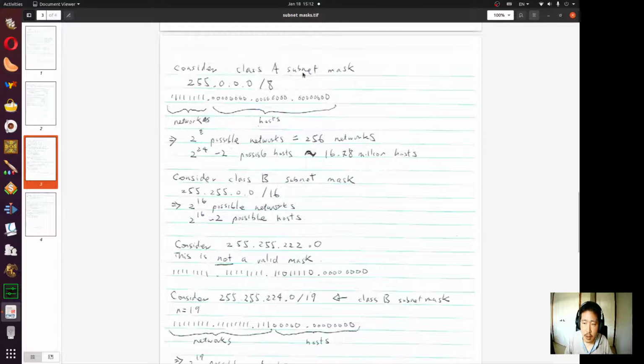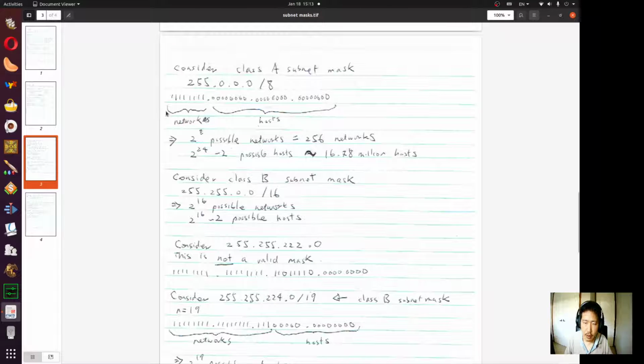consider class A subnet mask 255.0.0.0/8. Here number 8 corresponds to number of bits that are turned on, which are these. There are 8 of them, so you put 8 here.